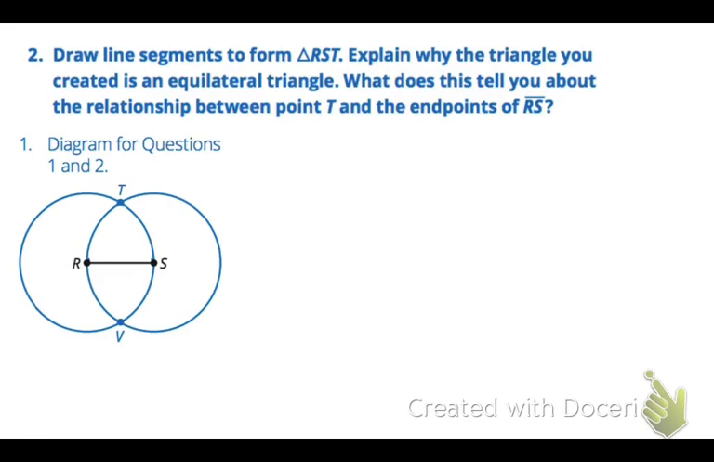And then you're going to answer, what does this tell you about the relationship between point T and the endpoints R and S? So we're going to create our triangle. We're going to connect our points. So here, you connect your points. So now we have an equilateral triangle, but I need you to tell me why. How do you know that this is an equilateral triangle? What on this picture could you use to explain your reasoning for that?